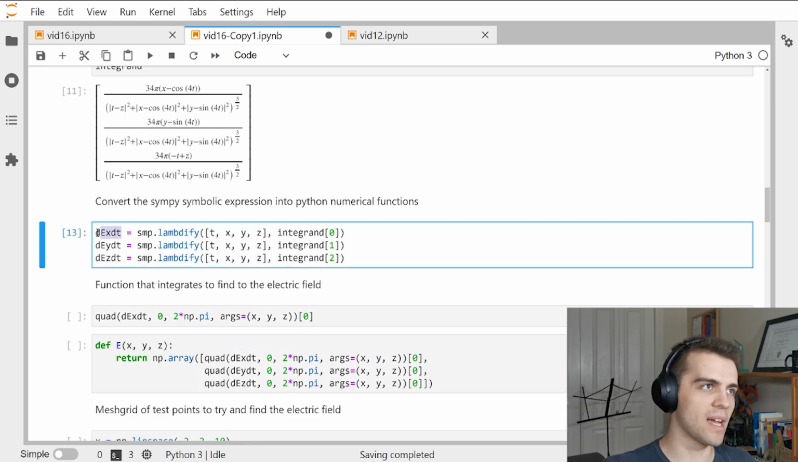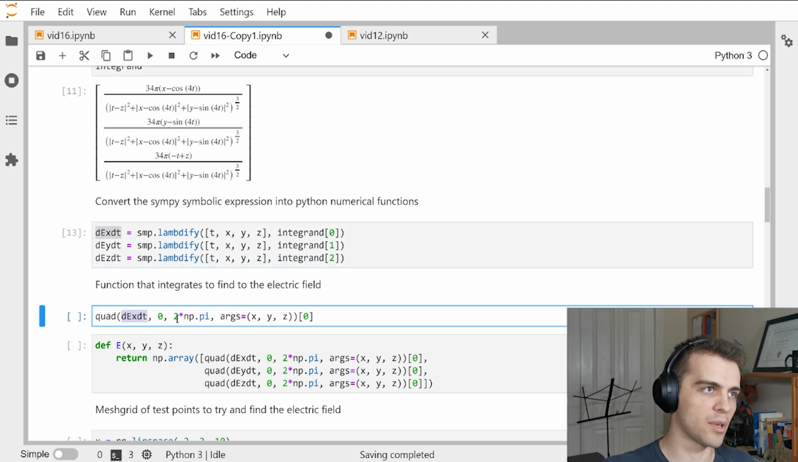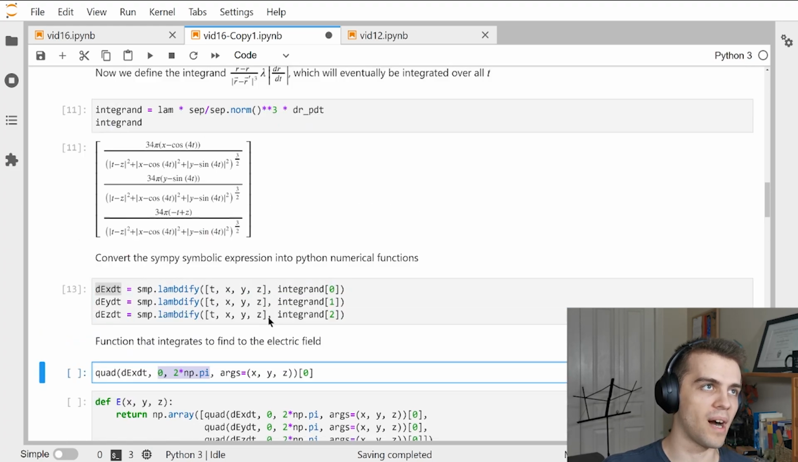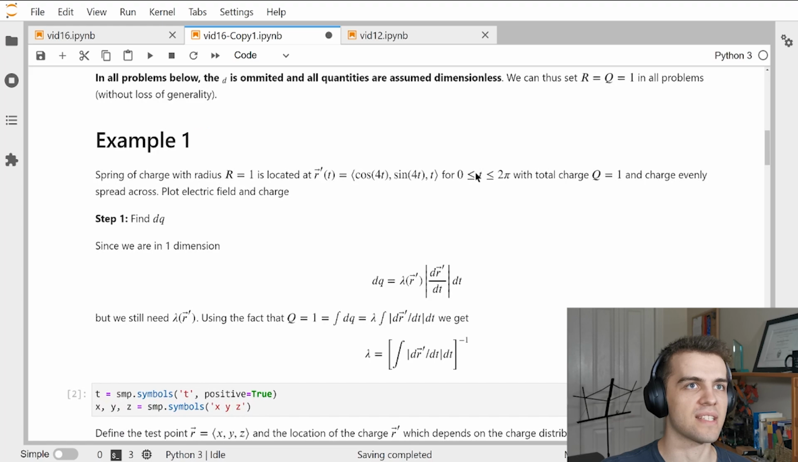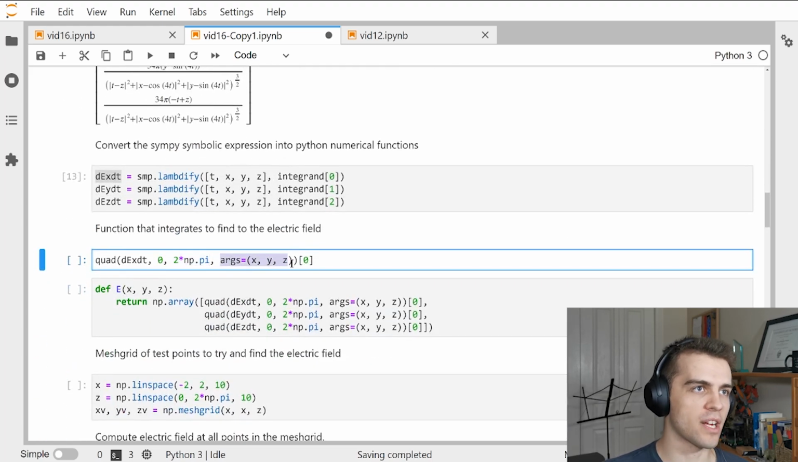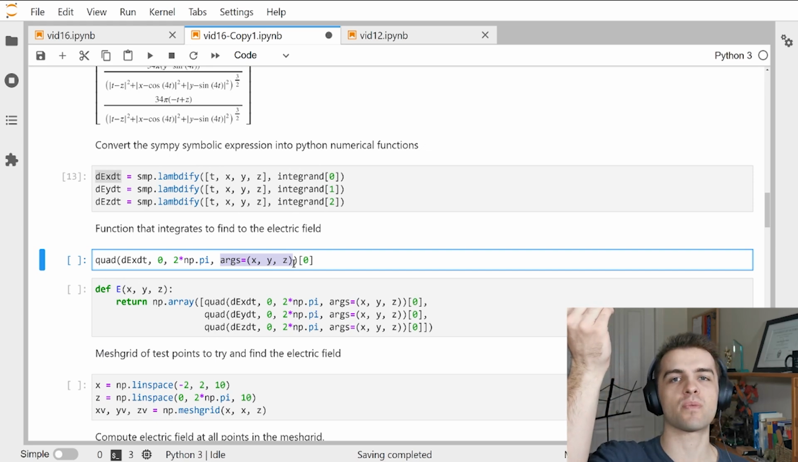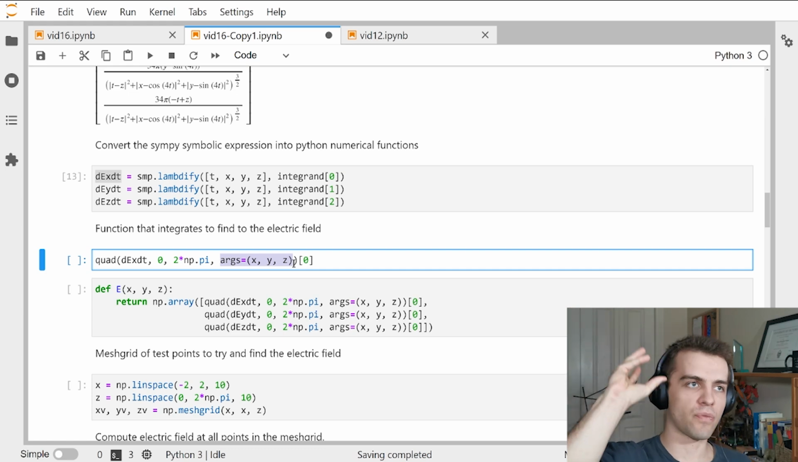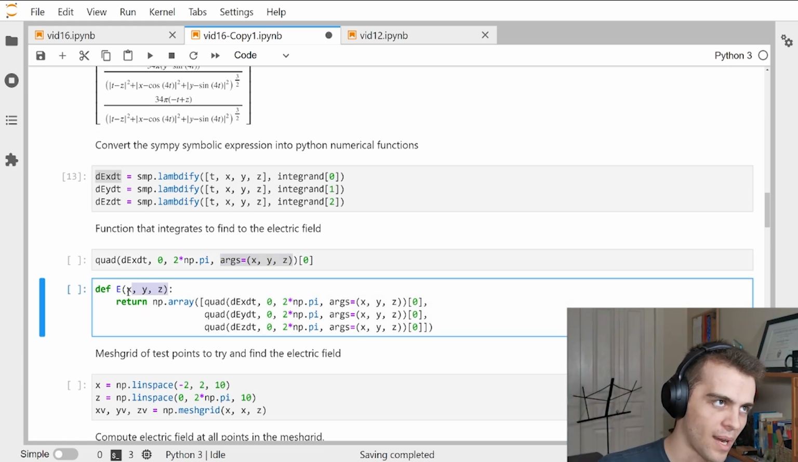So I say I want to take my function dEx/dt. I'm going to integrate from t from 0 to 2 pi. That's exactly what I said. It goes from 0 to 2 pi here. The args are x, y, z because I need to specify x, y, z separately. Remember, I specify one point, I integrate over, and I get the electric field at one point. That's why my E here is a function of only x, y, z.